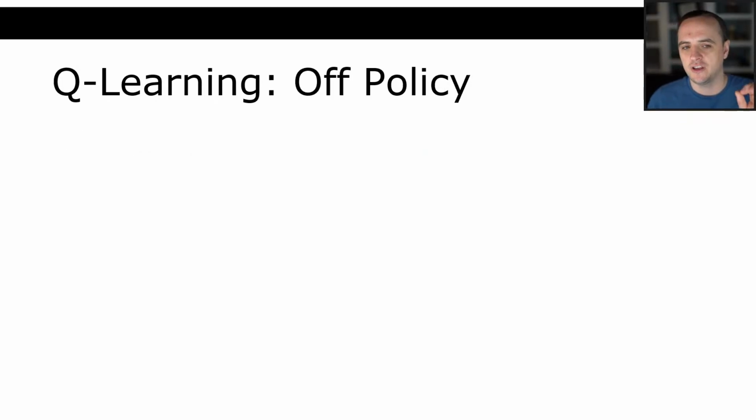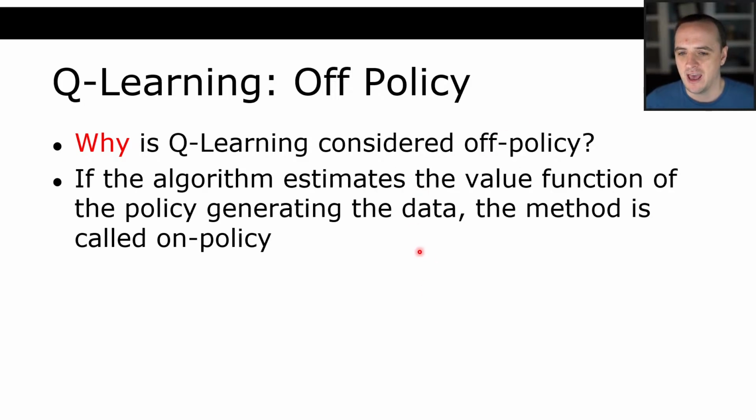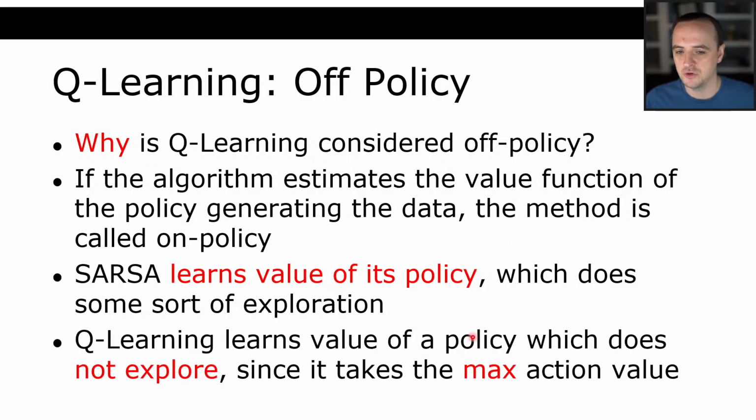So Q-learning is off policy. But why is Q-learning off policy? If the algorithm estimates the value function of the policy generating the data, then the method is called on policy. Remember, SARSA learns the value of its policy, which does some sort of exploration. So SARSA is on policy. But Q-learning learns the value of a policy which does not explore, since it takes the maximum action value at the next state.